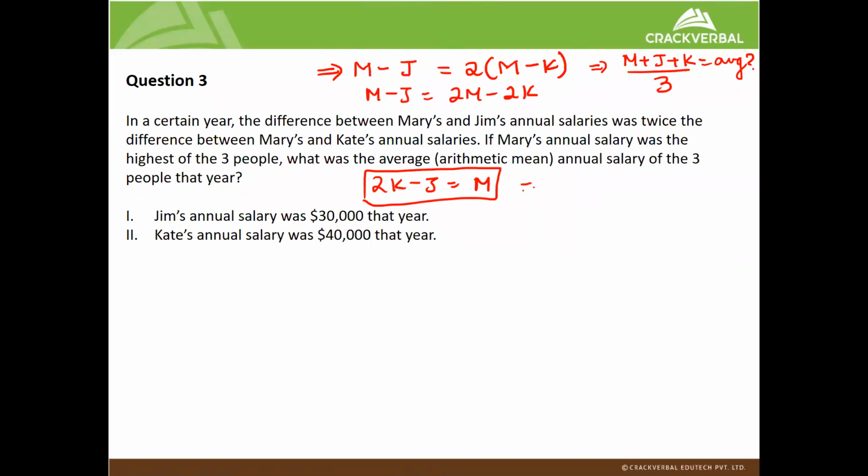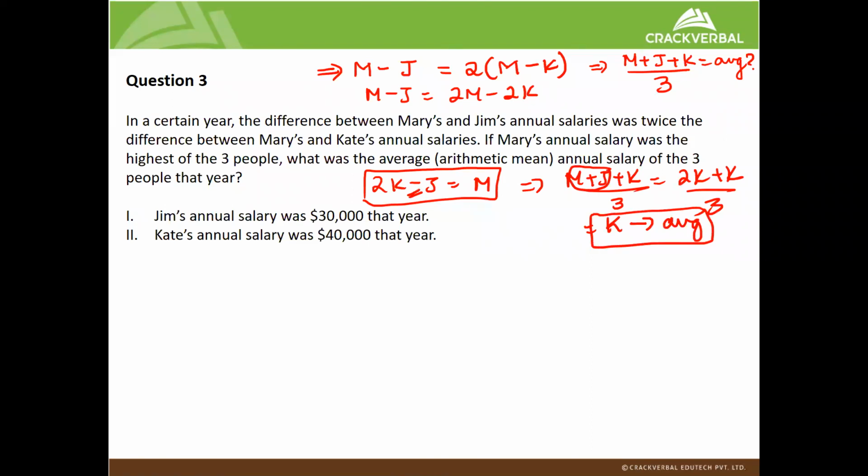And the question is asking me the value of M plus J plus K divided by 3. So I can write M plus J, taking the J to the right-hand side, as 2K, because that's what the question gives me. So this becomes 2K plus K divided by 3. That would be the average. And 2K plus K is 3K, and 3K divided by 3 would be K. So the average here of this entire question, M plus J plus K divided by 3, based on the information given, is just K. So if I have information about K, I can easily find out what the average is going to be.